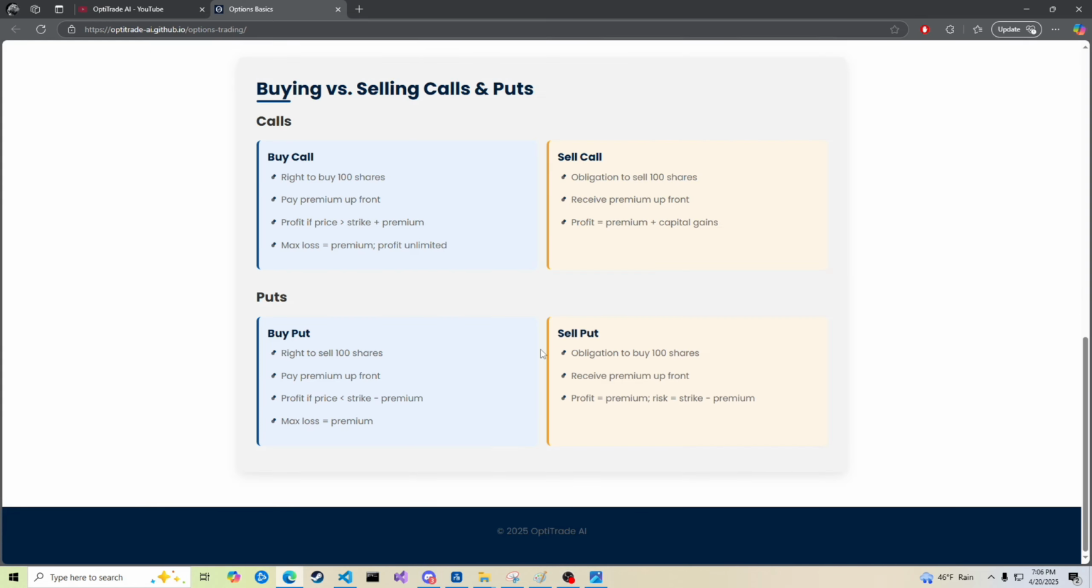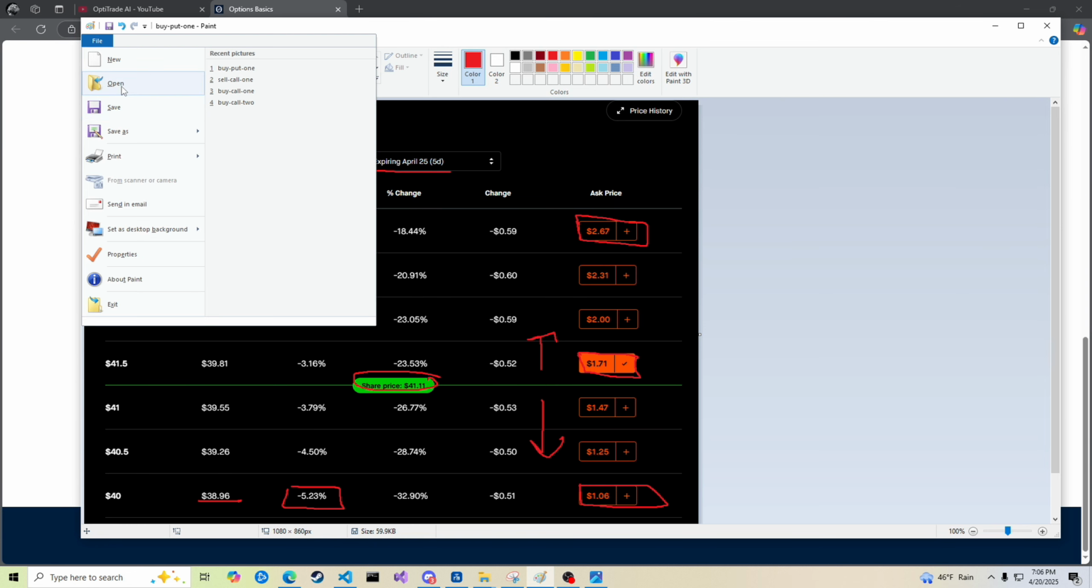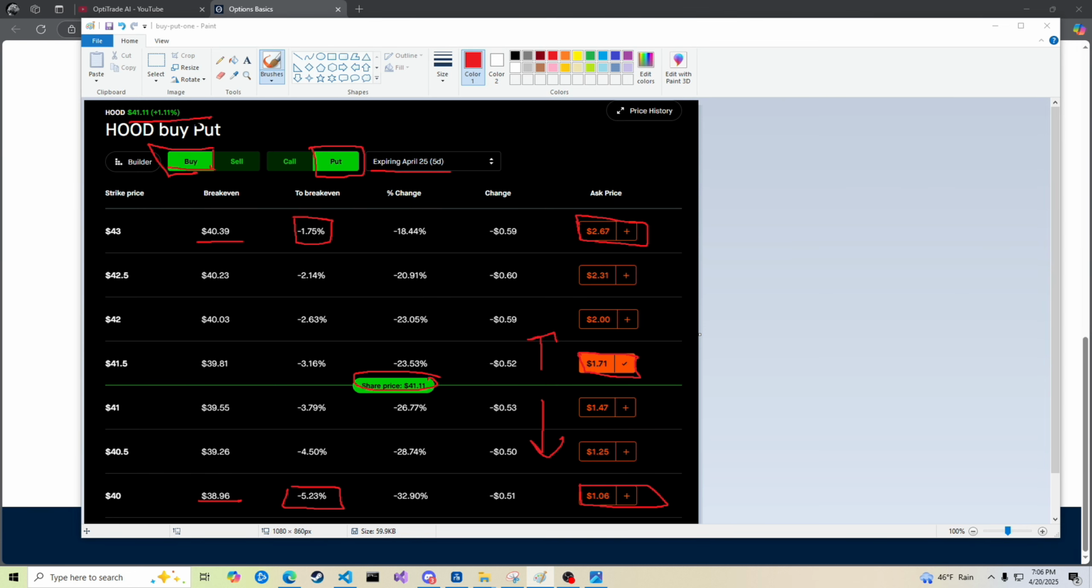Now let's talk about selling a put option or a cash secured put. So in this case, you have the obligation to buy 100 shares of a stock or ETF, and you receive a premium up front. The profit in this case is that premium that you receive, and the risk is the strike minus the premium. Okay, so we'll talk about what that means. Let's jump over to Paint, and let's just open the example up.